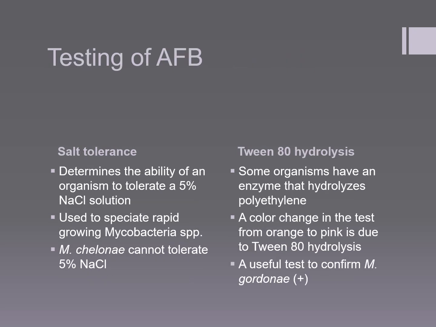And here I'm going to outline a little bit more testing for acid-fast bacillus. Another test that we can do is salt tolerance. We want to see if our organism can tolerate 5% sodium chloride. Interestingly enough, Mycobacterium fortuitum can tolerate 5% NaCl. Then we have the Tween 80 hydrolysis test. We are looking for esterases that hydrolyze polyoxyethylene sorbitan to oleic acid, detected by gas chromatography.